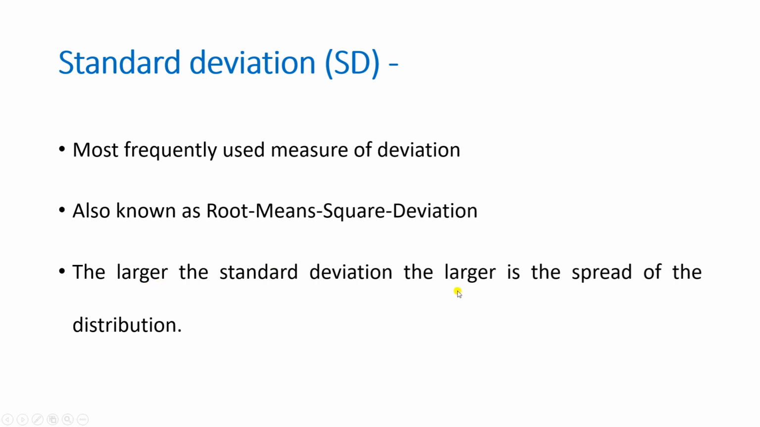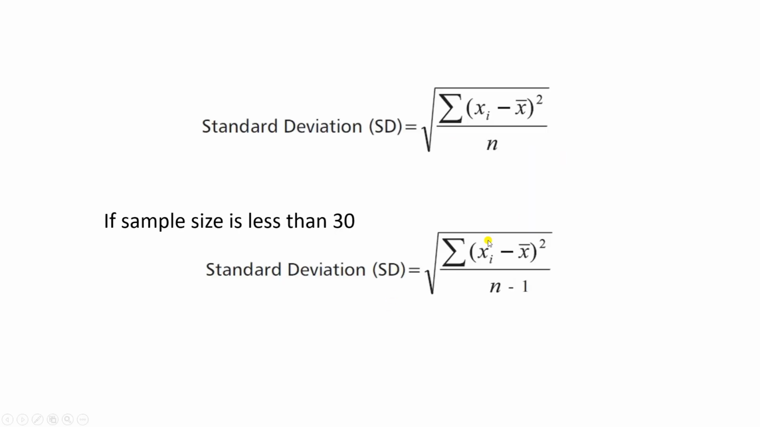Larger standard deviation means larger is the spread of distribution. That means the individual observations in the data set are deviated from each other. Okay. This is the formula. Looks complicated, but I will explain.